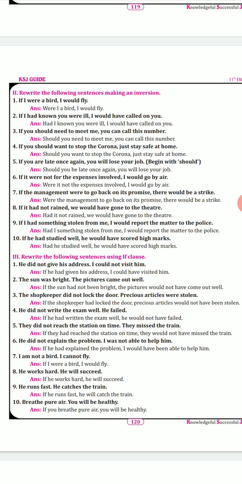The ninth sentence, if I had something stolen from me I would report the matter to the police. So the answer, had I something stolen from me, I would report the matter to the police. And then the tenth sentence, if he had studied well, he would have scored high marks. So remove if and also change the position of the verb had before the subject. Had he studied well, he would have scored high marks.